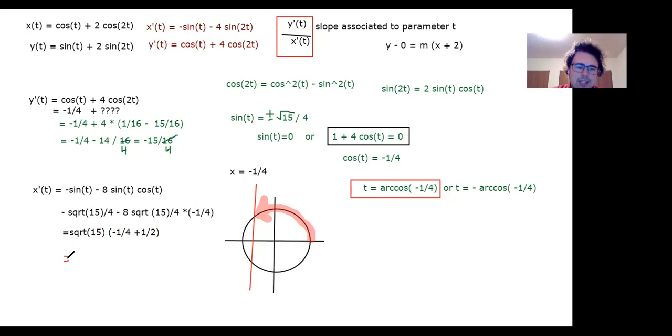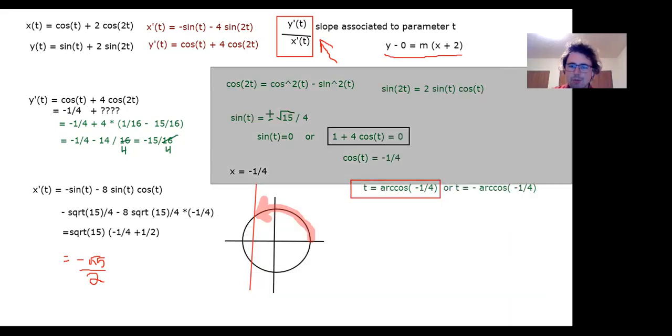So x prime of t equals negative root 15, all divided by 2. Now I know what number my y prime is. Now I know what number my x prime is. What I will do is divide them one by the other to get my slope. And that is the only thing missing from my tangent line equation.